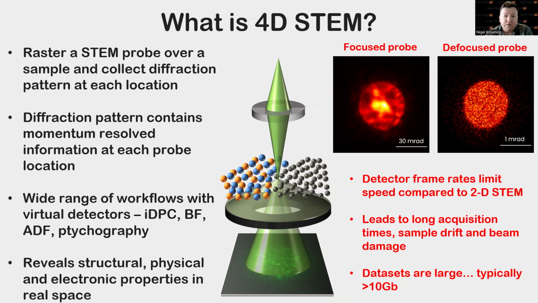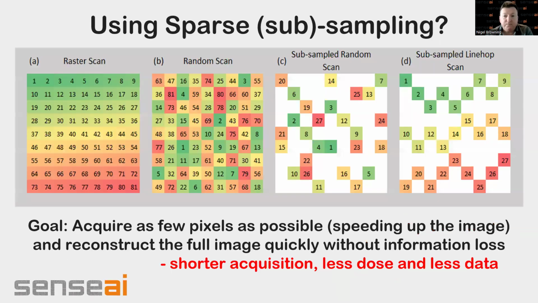Even though we're using very fast cameras to get our signal, because we're acquiring a lot of beam locations, the limit in the resolution is given by how long it takes for the information to come out. So it's much slower compared to 2D STEM. When you go into these long acquisition times, you get drift, and you get beam damage coming into your data set. And at the end of it, you end up with a very, very large data set, which is very difficult to manipulate, to transfer, and to extract the information that you want.